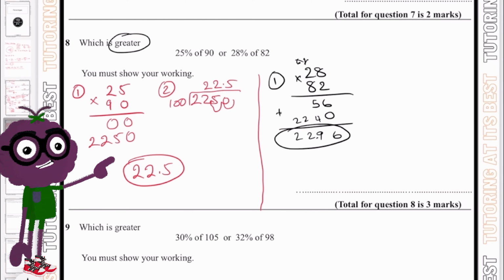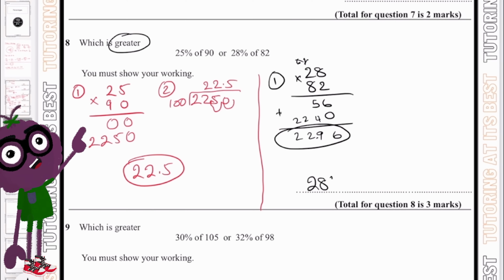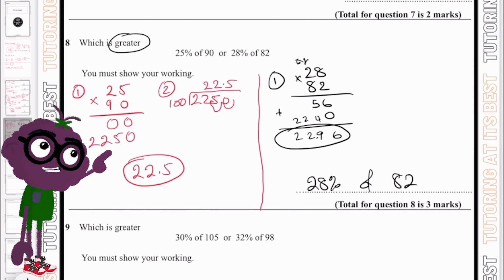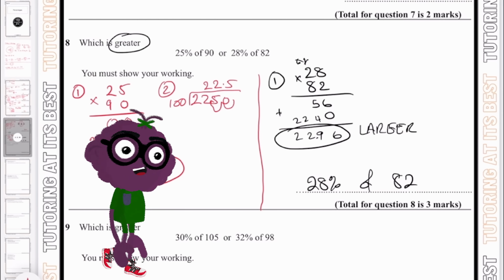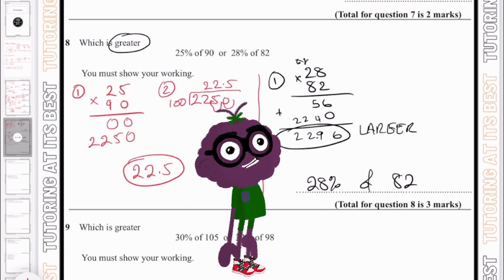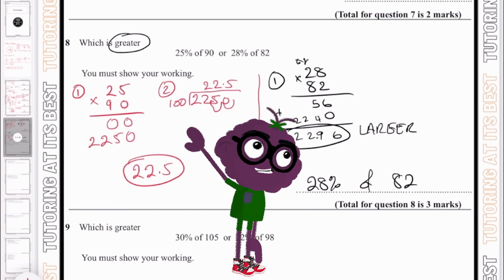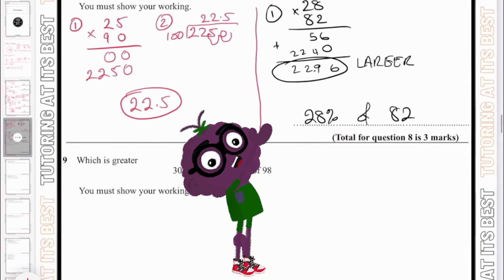So now as we're looking at which one is greater, you can now see that 28% of 82 is greater. So we can simply write that down, it is 28% of 82. And that's larger. Beautiful. So again, what have I done? I've calculated the percentage out of both numbers and then presented my answer.